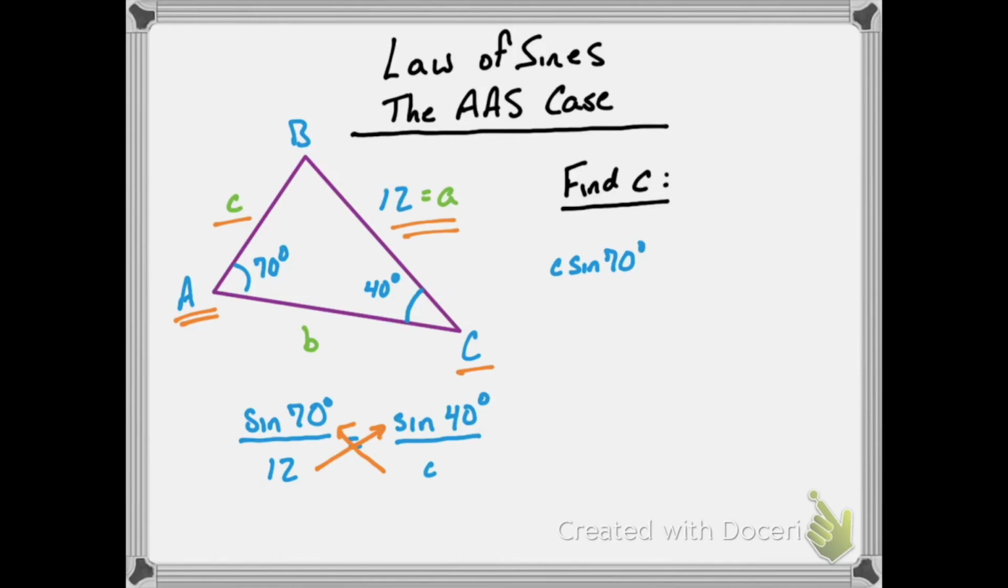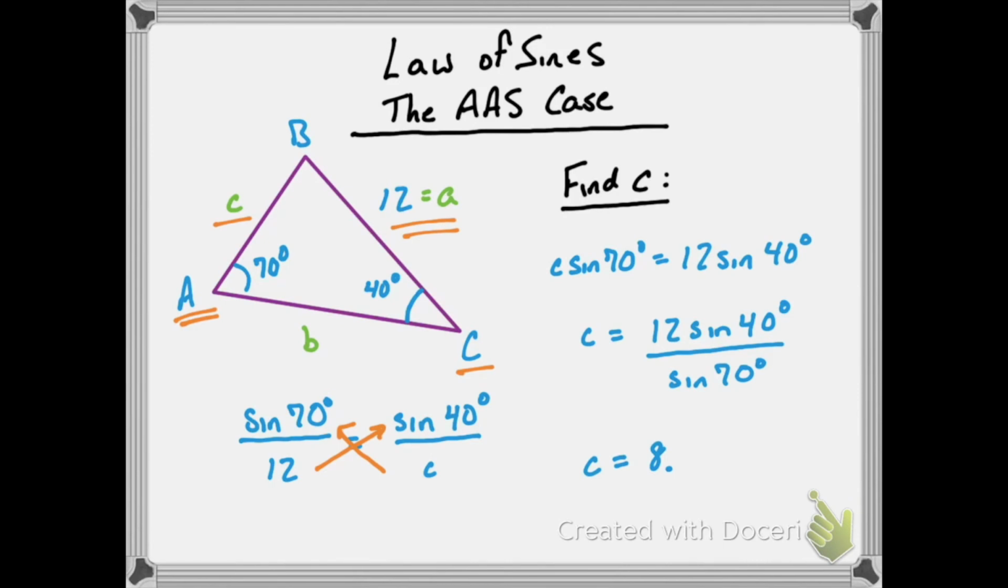Algebraically, we can cross multiply to see C sine of 70 is equal to 12 sine of 40. Solve for C by dividing by the sine of 70 degrees. Plug that guy into your calculator. Make sure you're in degree mode, and you should pop out an answer of a length of 8.21.